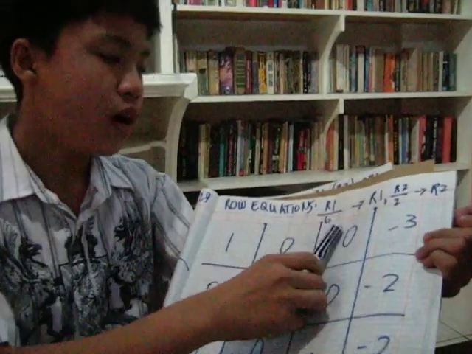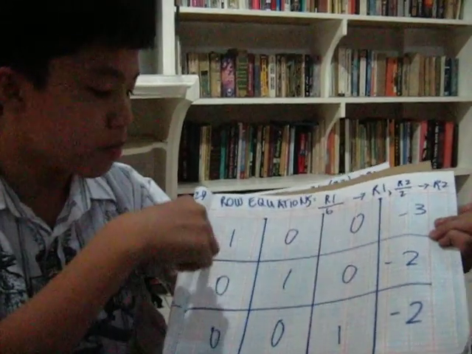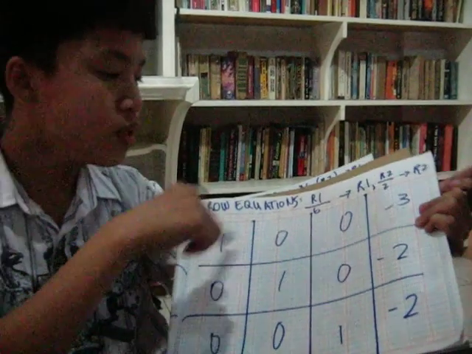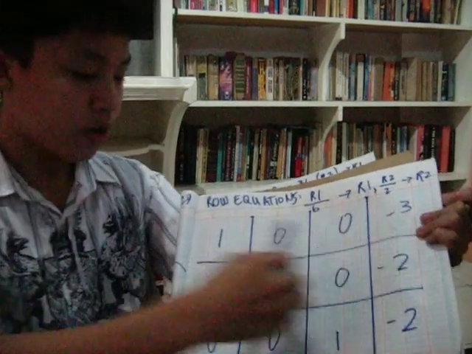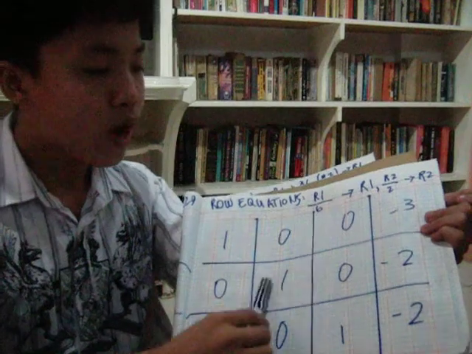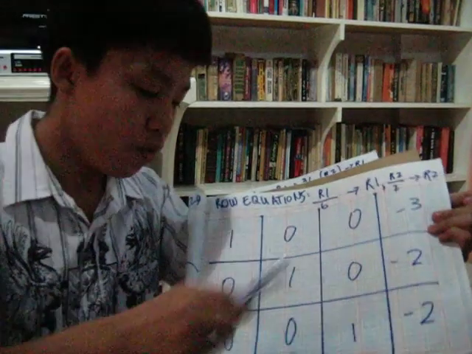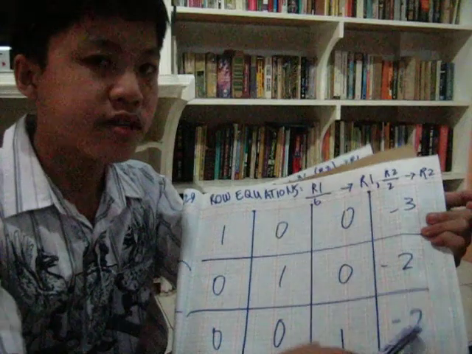If we divide R1 by 6, which originally was 6, it becomes 1. So 1, 0, 0, negative 3. That means x is equal to negative 3. 0, 1, 0, negative 2. That means y is negative 2, and from the past equation, z is equal to negative 2.